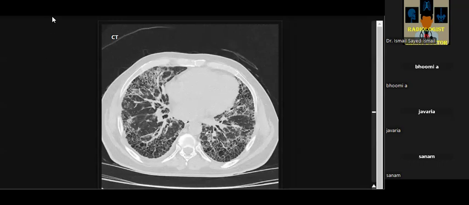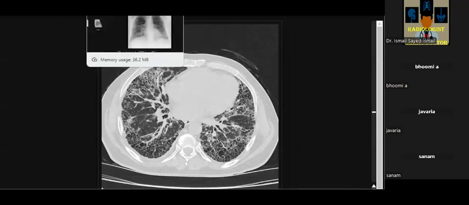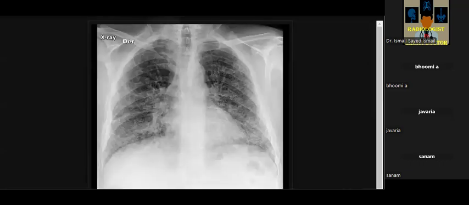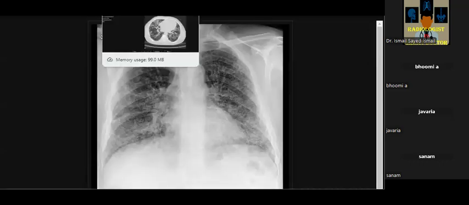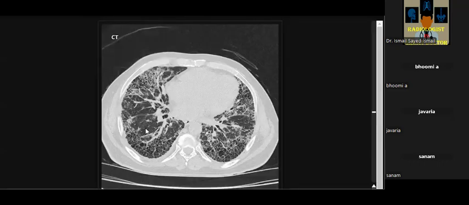For diagnosis, if this patient is an elderly patient, then I would think of a usual interstitial pneumonia pattern, which is suggestive of idiopathic pulmonary fibrosis. If this patient has a history of asbestos exposure, I'm looking for any calcified pleural plaques, but I do not see any calcified pleural plaques, in the absence of which I will rule out the possibility of asbestosis.